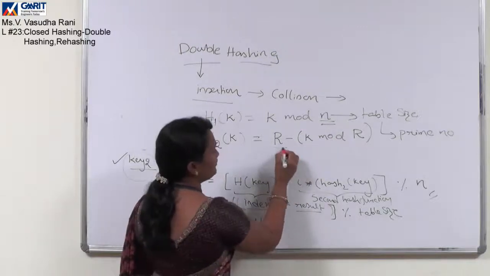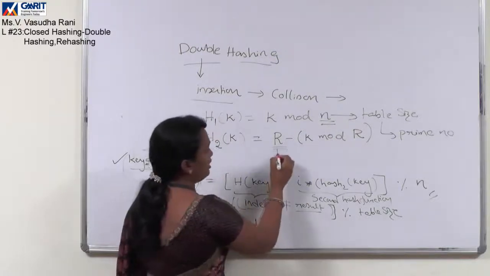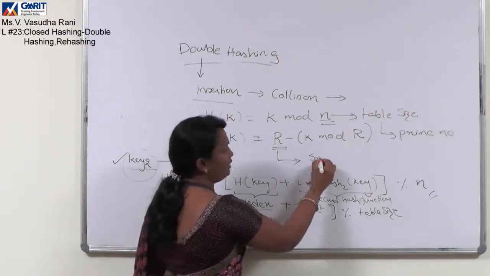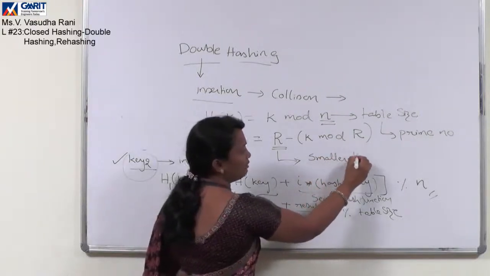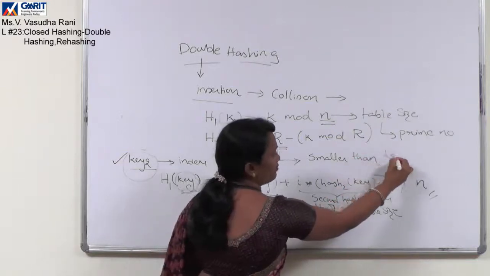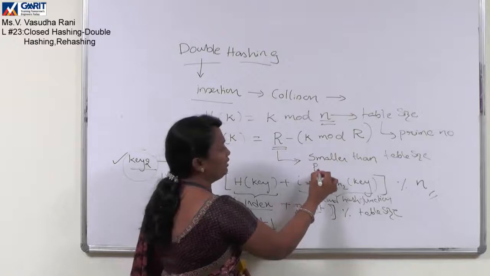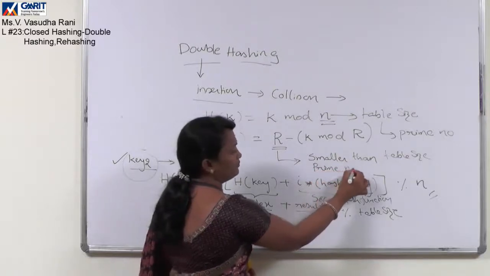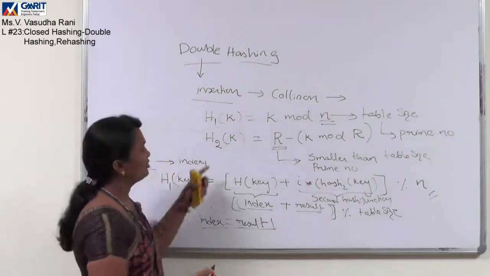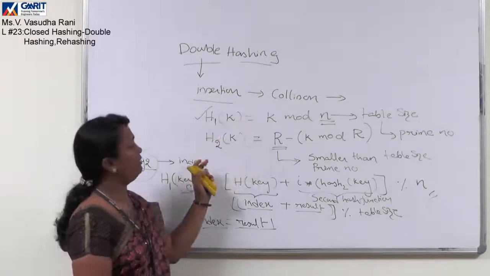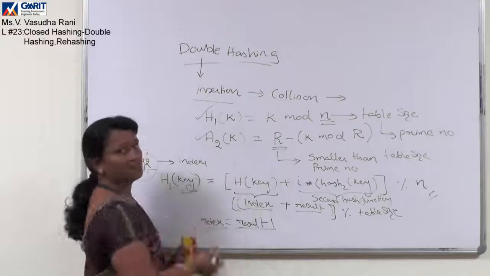Coming to this r, we have to choose it in such a way that it should be smaller than the table size and it should be a prime number. So this is one example wherein the regular hash function is this, and this is the second hash function.